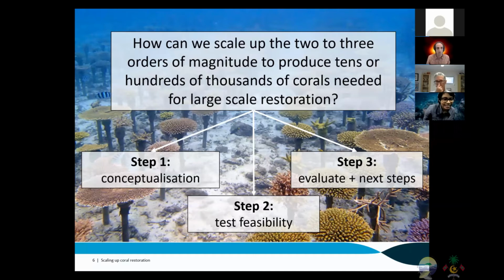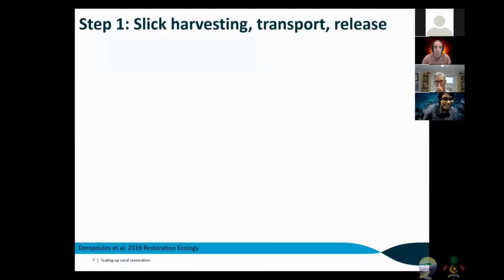So the first part of the work is the conceptualization of slick harvesting, transporting, and release. As I mentioned, this was conducted using a demographic model, and to do that, we used the best data that we could find in the literature, and if data wasn't available from the literature or our own unpublished works, we had to make some assumptions.